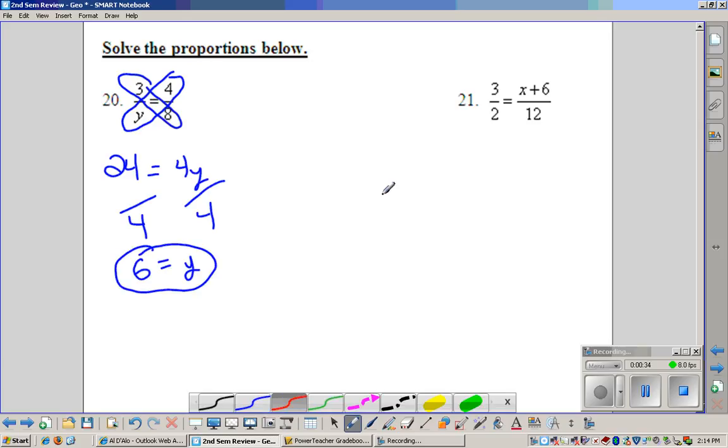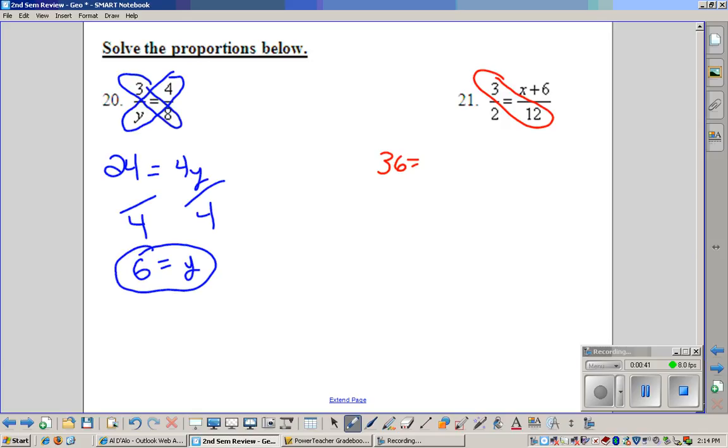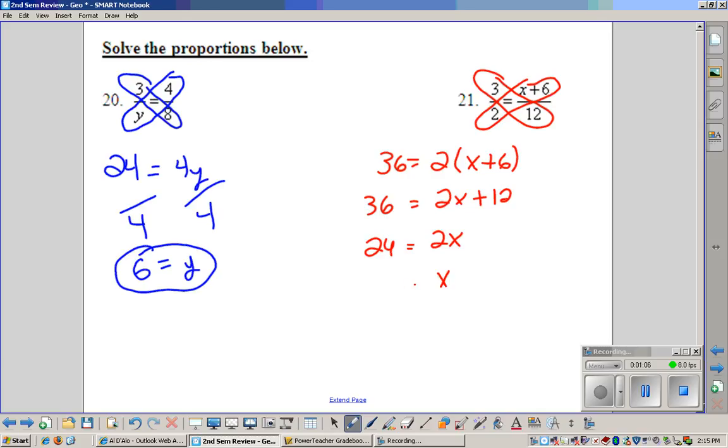Let's use the same technique over here. A little bit more careful on this one. 3 times 12, that's not too bad. 36. However, 2 times x plus 6 is 2 times the entire top. So I'm going to put a parenthesis around it because it's 2 times this entire numerator. So let's remember to distribute that. It's a little equation. We can subtract 12 from both sides. You got 24 over here, 2x over there, divide by 2, and you get 12. Here's the answer for number 21.